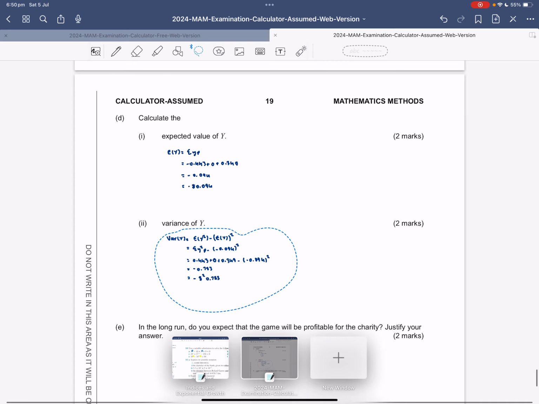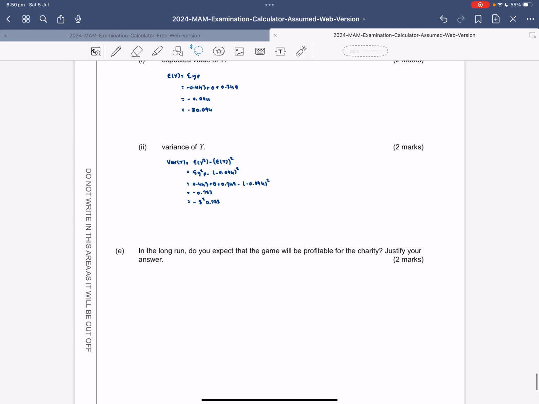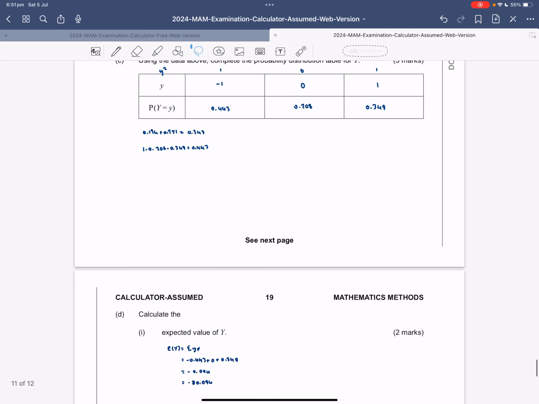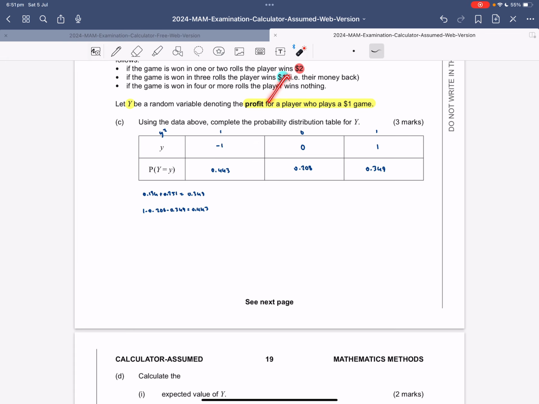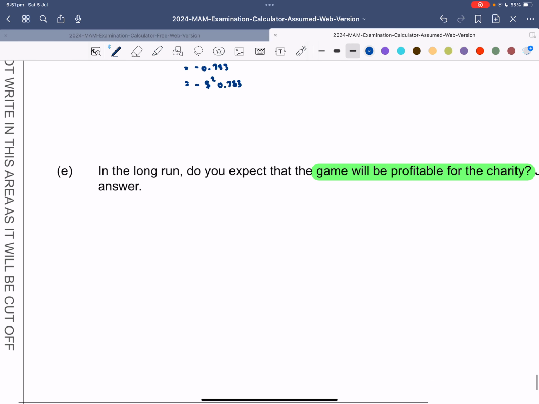Okay, cool. In the long run, now notice midway, a lot of people miss these easy 2 marks. So this is the expected value, or the profit, for a player. But the next part is not talking about the player. It's saying, do you expect the game will be profitable for the charity? A lot of people missed that completely. So here's the thing: 1 mark for saying yes.